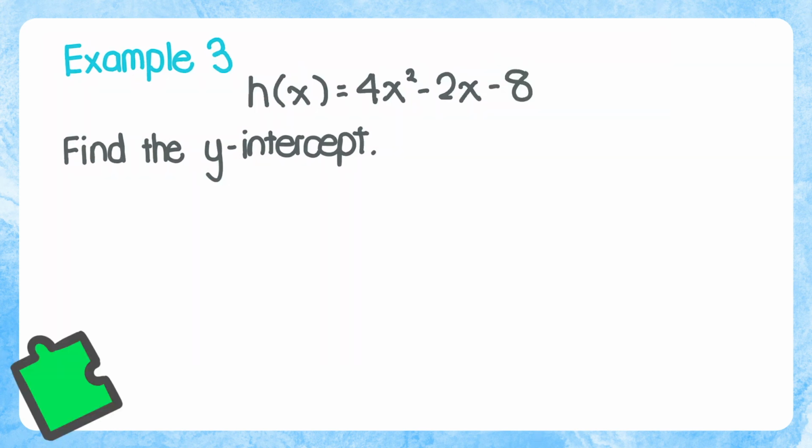On Edpuzzle, please find the y-intercept of the function h of x equals 4x squared minus 2x minus 8. Remember, the y-intercept has the form (0, c).